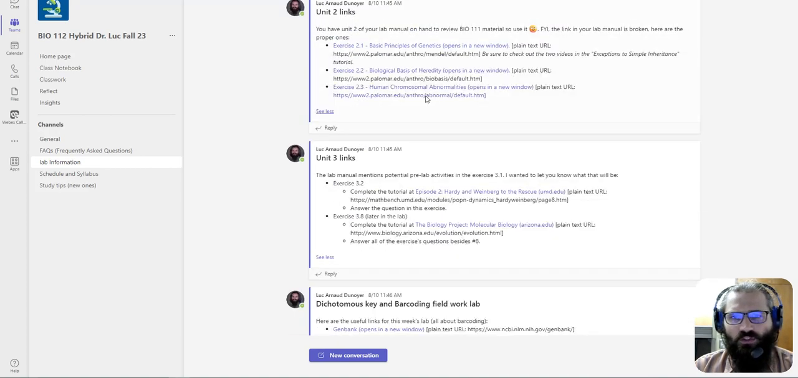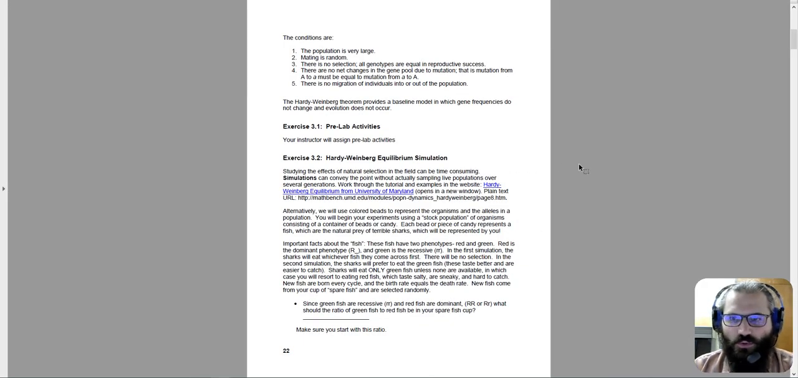Make sure you did the Unit 2 also. If I don't gather anything from that, I just want you to do it. It's all about covering 111 material that you should know. And then the Unit 3, it's all about the pre-exercises. So you have this one and this one. You can do the exercise 3.8 after you're done with the lab if you want to.